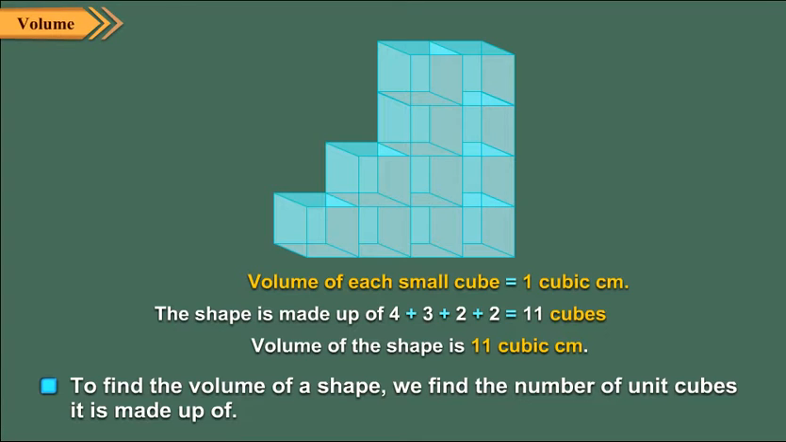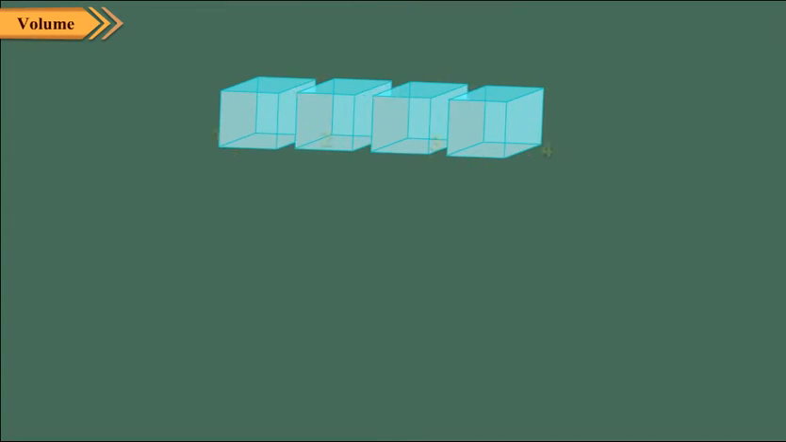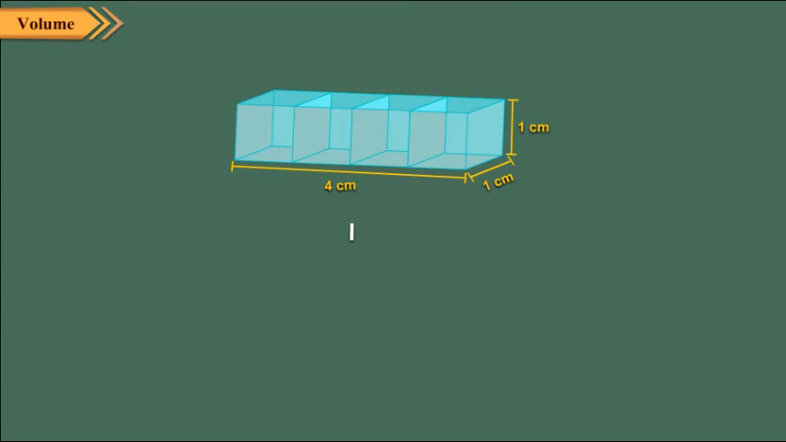Now let us discuss how to find the volume of a cube or a cuboid. Observe these cuboids. These cuboids are made up of 1 centimeter cubes. To find the volume of each cuboid, we count the number of 1 centimeter cubes it is made up of. In cuboid 1, there are 4 unit cubes. So its volume is 4 cubic centimeter. Also, its dimensions are 4 centimeter into 1 centimeter into 1 centimeter.